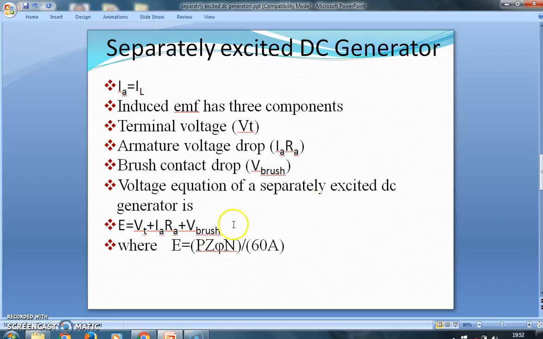If you consider the voltage equation of a separately excited generator, you can observe that the induced EMF has three components. One is the terminal voltage, the second is the armature voltage drop, and the third is the brush contact drop, V brush. So IaRa is the armature voltage drop, Vt is the terminal voltage, and V brush is the brush contact drop. V brush is neglected.